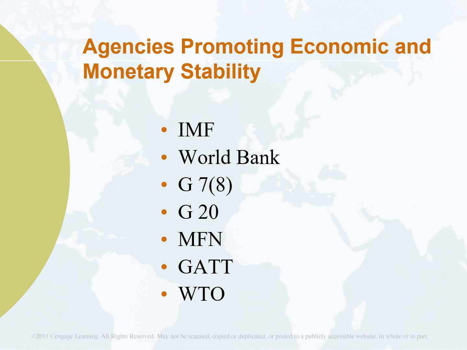There are agencies promoting economic and monetary stability. Make sure you know what the IMF is, International Monetary Fund, the World Bank, G7 or G8 or G20, MFN, Most Favored Nations, GATT, General Agreement on Tariffs and Trade, which was replaced by the WTO. You should know all those acronyms.